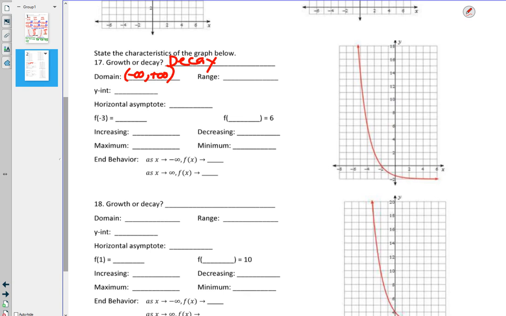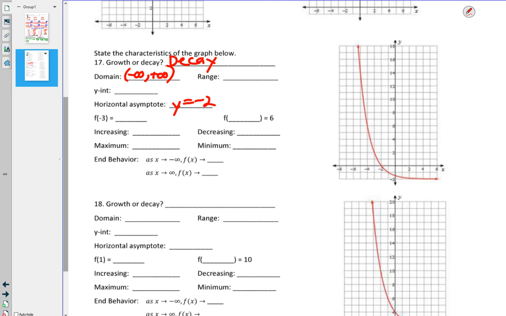How about the range? Well, if it makes you feel better for the range, answer horizontal asymptote first, because the horizontal asymptote will affect the range. Where does this appear to have a horizontal asymptote? Y equals -2. So is the graph above the horizontal asymptote or below it? It's above, sure.